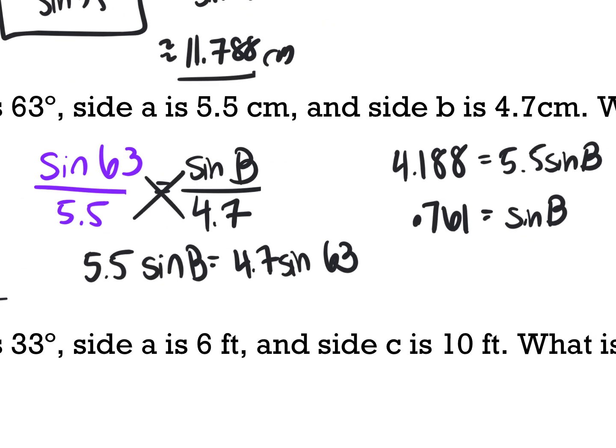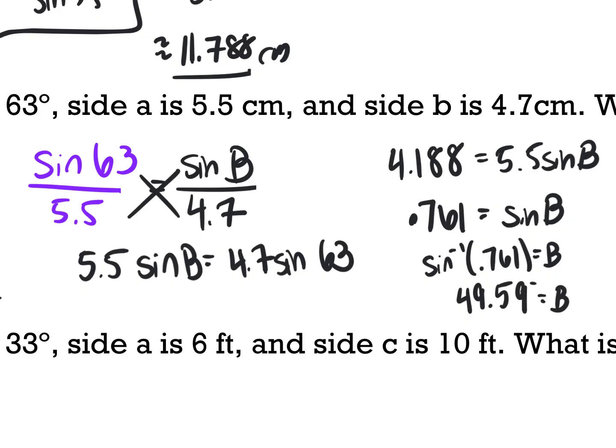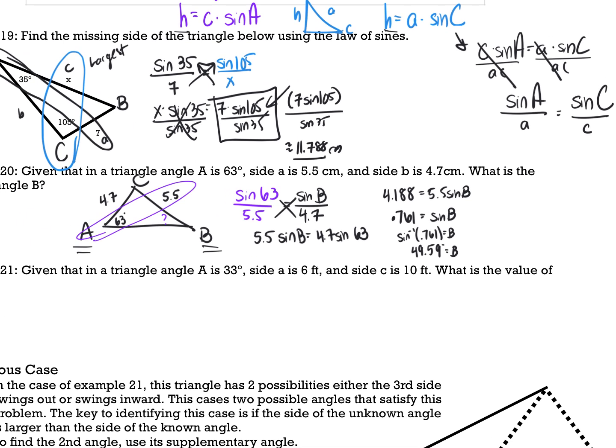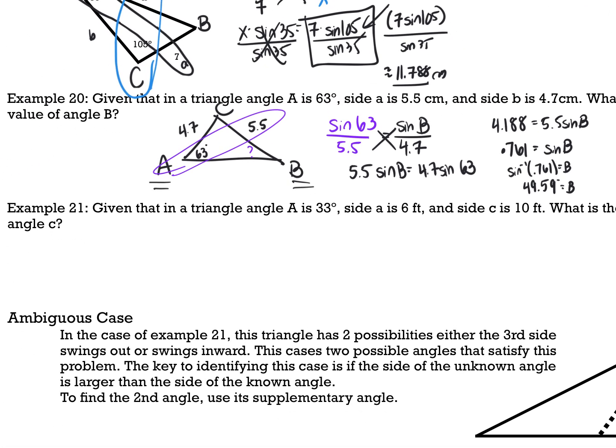Now again, if I'm looking for the angle, I need to do the inverse function. So that's second sine of 0.761, and that means my angle would be 49.59 degrees here. Okay, that's all we really have to do with this. And now given that in triangle A, so once again, they give us a triangle, we're going to draw A here.